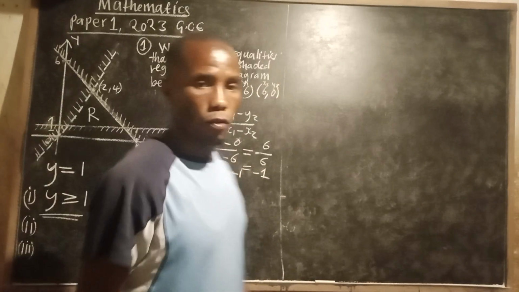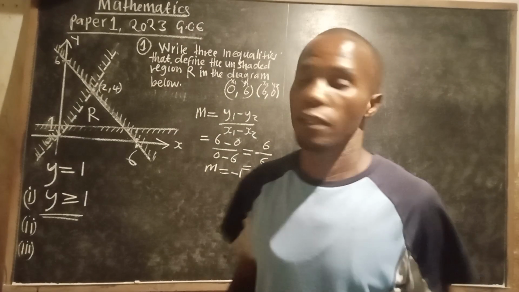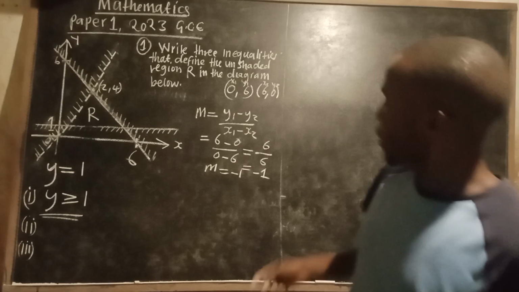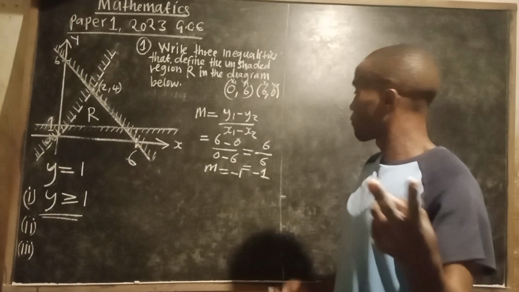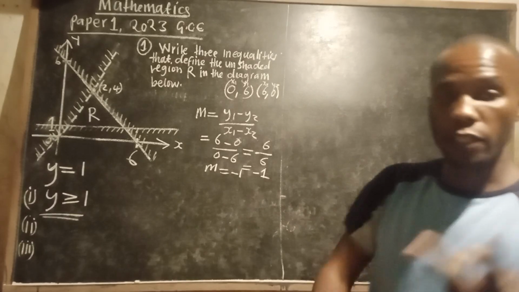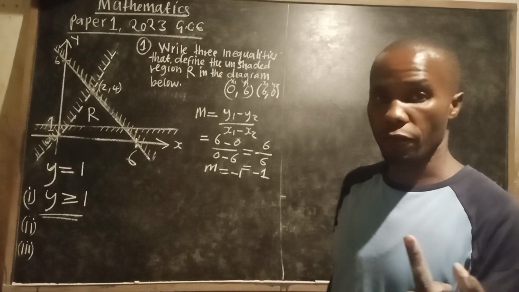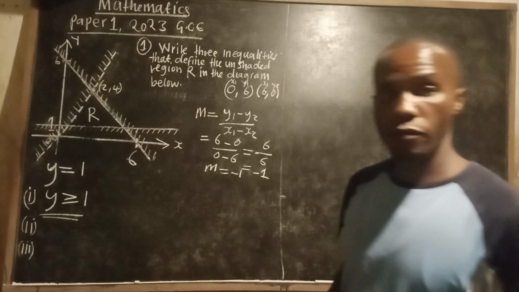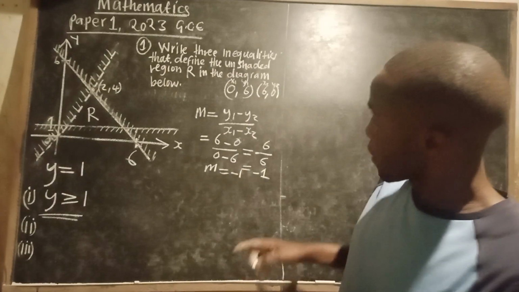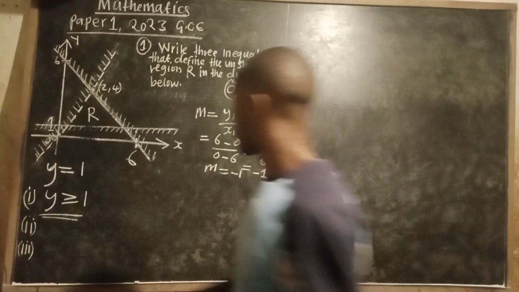Okay, so after we have found the gradient and the coordinates in place, we are now going to use the formula. We have two formulas of finding the equation. We have gradient intercept form and gradient point form. So it's up to you to choose. So with me, I'm going to run you through in gradient point form.